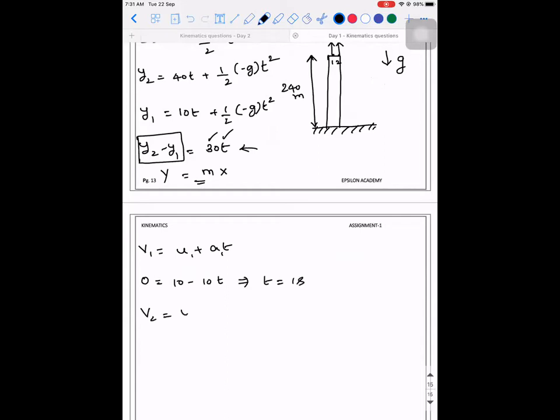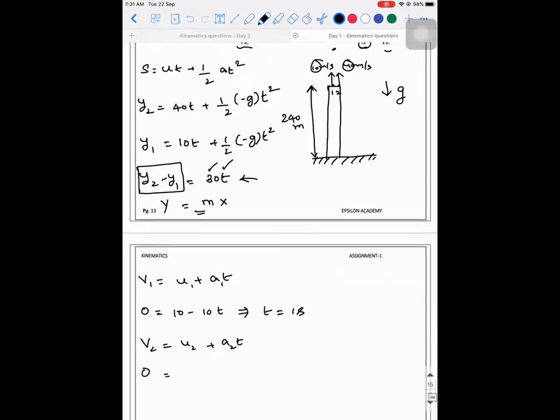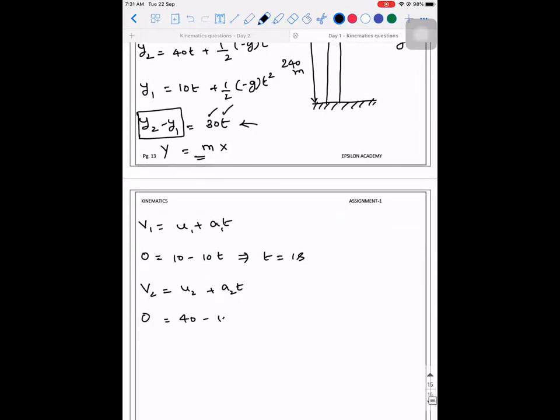V2 is U2 plus A2 into T. So V2 is again 0. What is U2? 40.